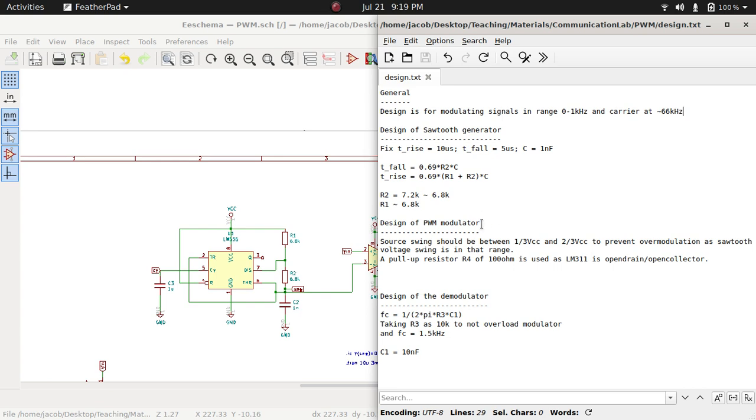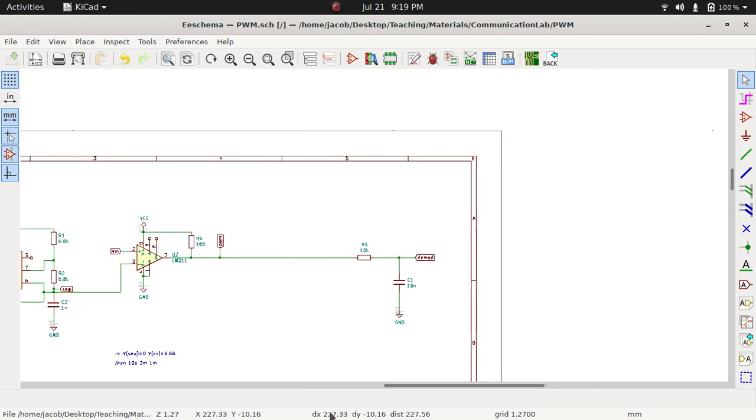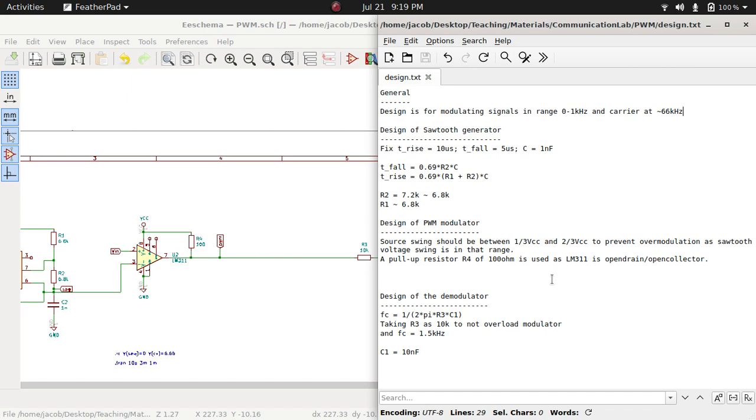Now let's go to the design of the PWM modulator. There is not much of a design here, just a few requirements: the source swing, that is, this V in, should swing in the range of 1/3 VCC to 2/3 VCC in order to prevent overmodulation. So the max voltage swing should be between 1/3 VCC and 2/3 VCC if you don't want overmodulation and loss of information.